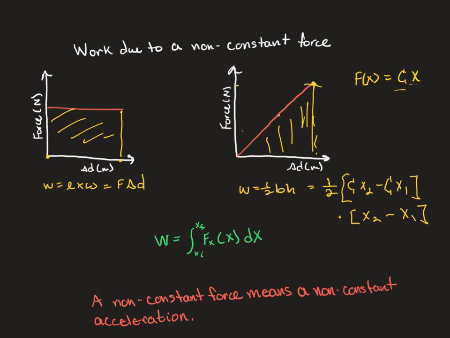The other thing I'm going to point out in conjunction with this is that whenever you have a non-constant force, this means that the acceleration in turn is not constant, because remember that force is equal to mass times acceleration. So if you take your force function and divide by mass, you get your acceleration. So since your force is in terms of x, that means your acceleration would be in terms of x as well, and so it would change with position.